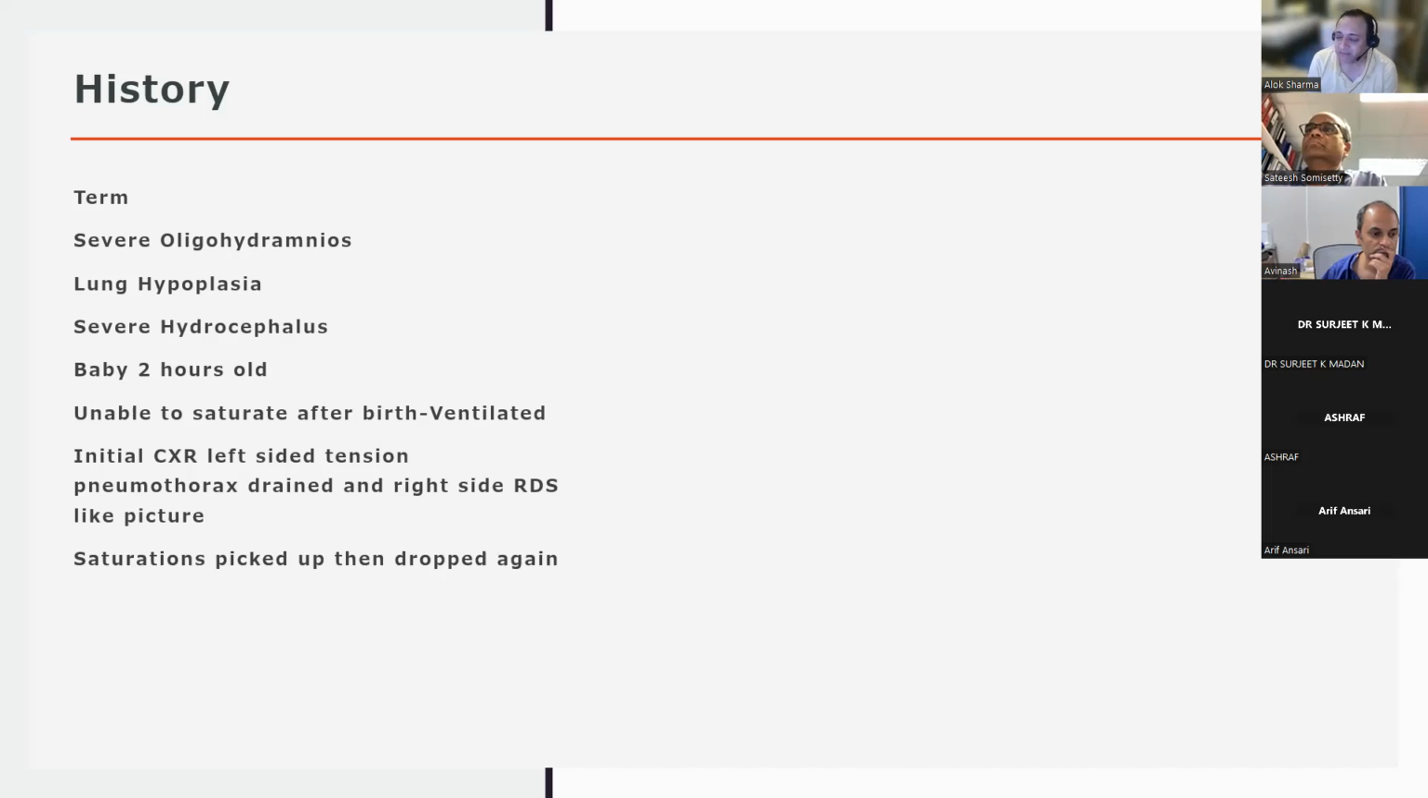The right side has a picture of what I'd say is a very bell-shaped chest with what looks like severe lung hypoplasia but predominant RDS. Now, as the lady has left, at 2.5 hours of age, this baby's saturations have dropped to about 50%.